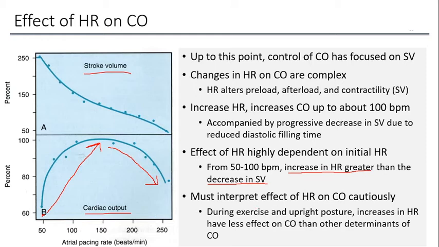And so we have to interpret these effects of heart rate on cardiac output, because during exercise and upright posture, the increase in heart rate has less of an effect on cardiac output than the other determinants of cardiac output. And so again, a stress of today is going to be venous return, this diastolic filling, because ultimately we need to keep up with stroke volume in order to keep up with cardiac output.